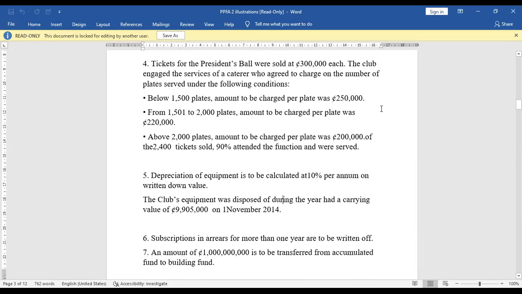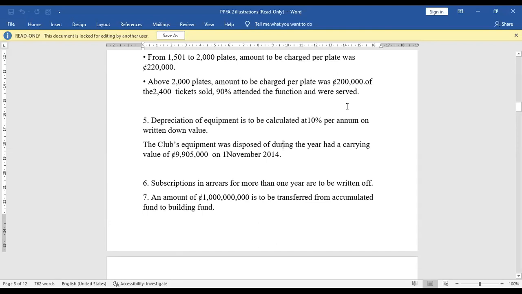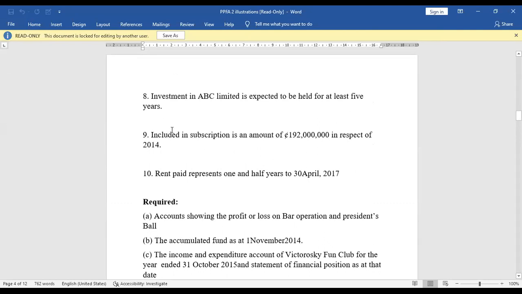Okay, we're told that subscriptions in arrears for more than 1 year are to be written off. So when there's any subscription that is outstanding for more than 1 year, we are to write them off. So we'll check, is there any subscription that has exceeded 1 year? Number 9, included in subscription is an amount of 192 in respect of 2014. They're still owing 192,000 that has not been paid, so we will have to write it off.